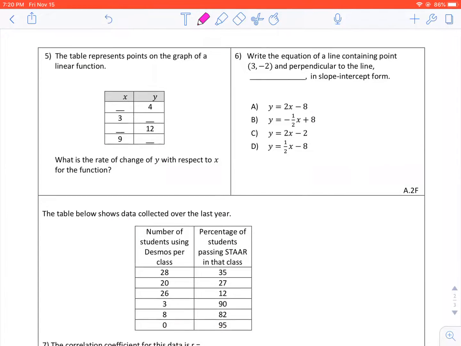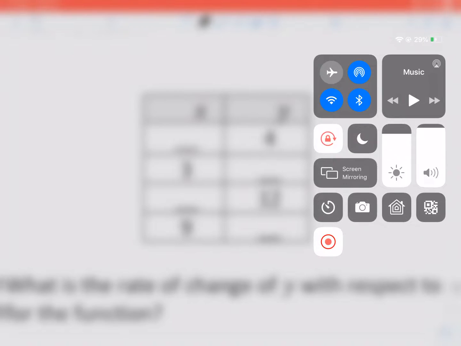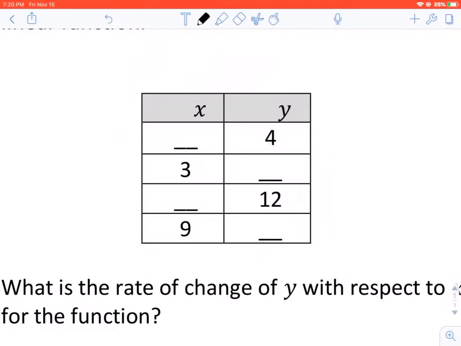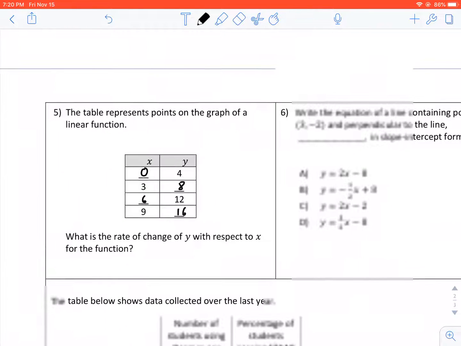Alright, moving on to number 5. First, let's fill in some of these guys right here. This one right here on the left should be a 0, and this one right here should be a 6. This one should be a 16, and this one right here should be an 8. So we got everything filled in.